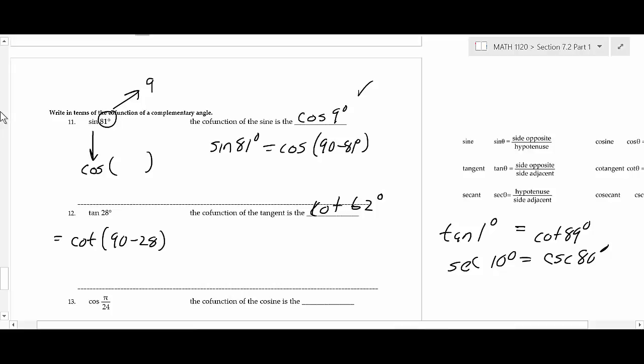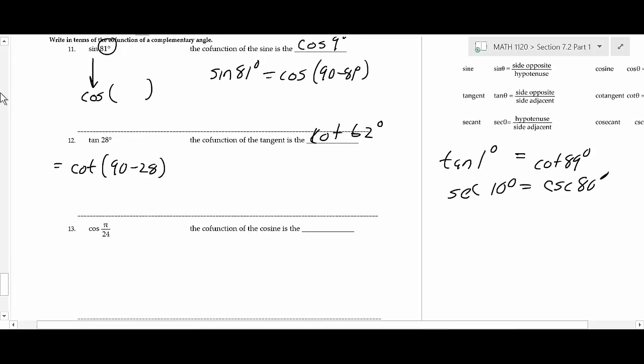Now if we're dealing with radians, you don't want to convert the degrees back and forth. What you want to do instead is this. The cofunction of the cosine is the sine, and you're going to subtract that not from 90, but from pi over 2, because pi over 2 radians is 90. So you would work out pi over 2 minus pi over 24. Get a common denominator, and you want your answer in terms of pi. With a common denominator of 24, you multiply by 12 over 12.